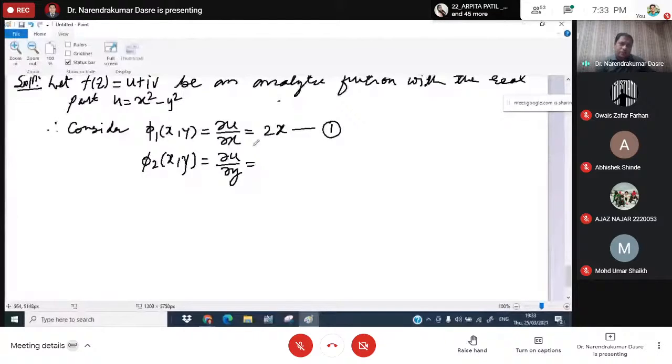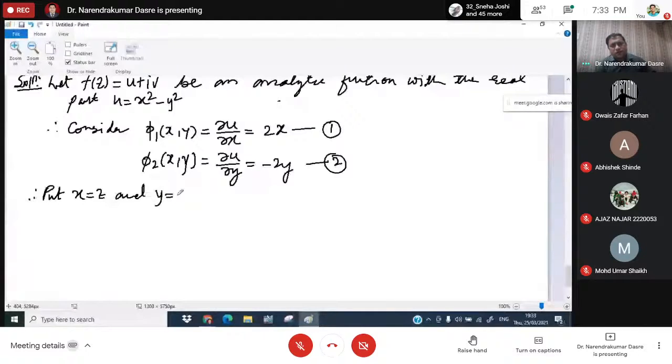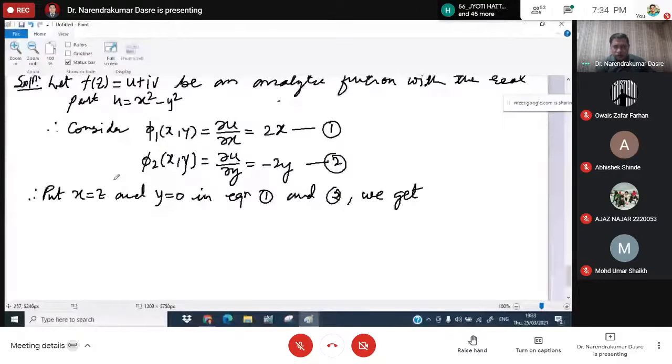Okay, now the third step. What is the third step? Put x is equal to z and y is equal to 0 in equations 1 and 2. Okay, so we get phi 1 of z, 0 is equal to 2z, and phi 2 of z, 0 is equal to 0, because we are putting y is equal to 0. So this is the third step.